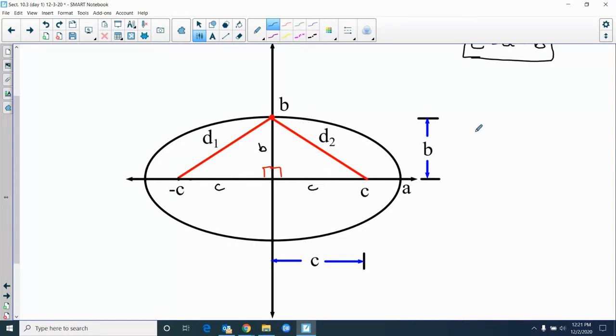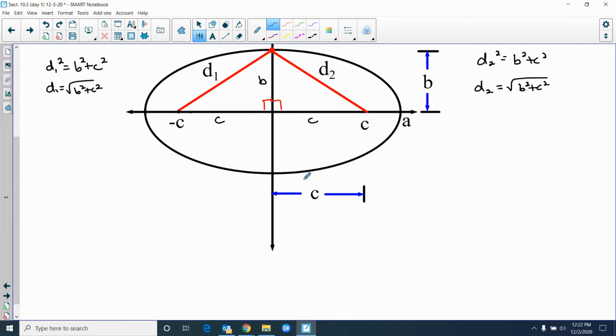So in this case on the left, D1, using the Pythagorean theorem, D1 squared equals B squared plus C squared, which means D sub 1 equals the square root of B squared plus C squared. And over here, D2 squared equals B squared plus C squared, and D sub 2 will equal the square root of B squared plus C squared.